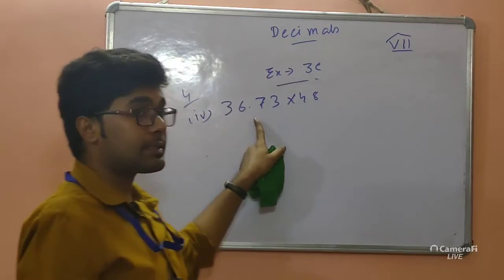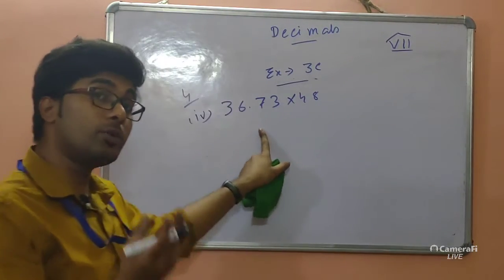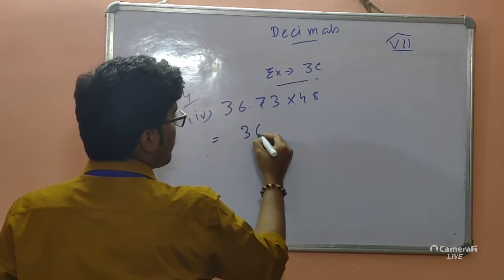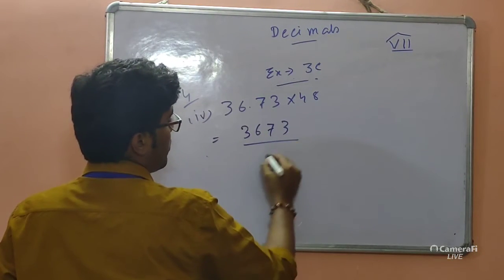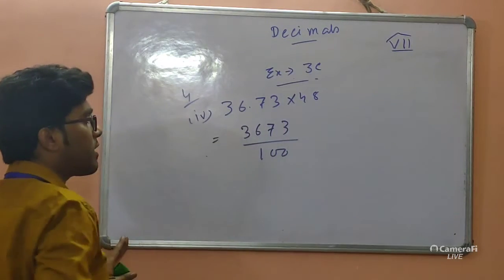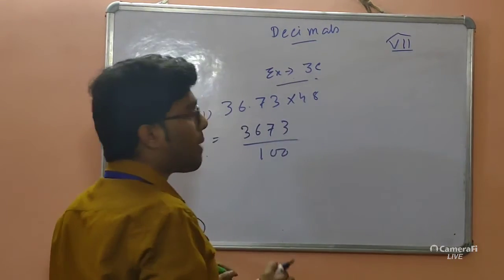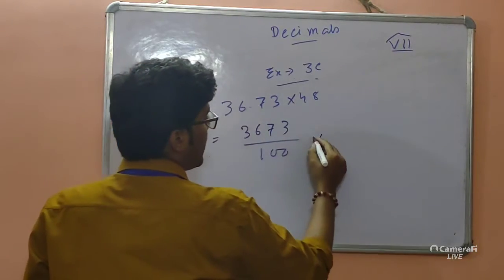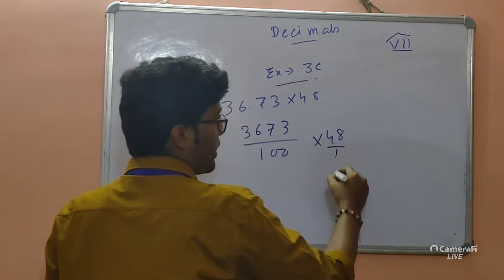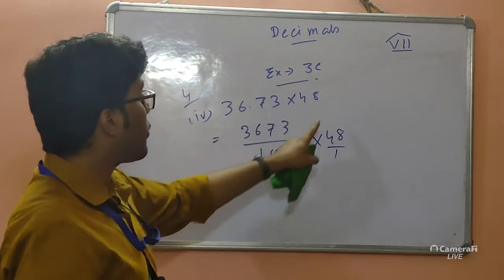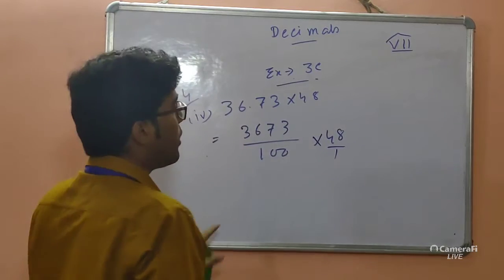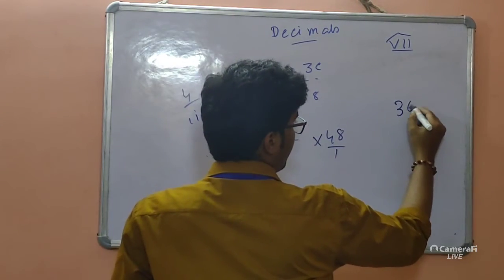Now we are going to do this step by step. First we are going to convert it into a fraction. How many places after the point? 2 places there, therefore we are dividing it by 100, into 48. Nothing is there, so the denominator is 1. Now we are going to multiply this and then divide it by 100. So multiply.